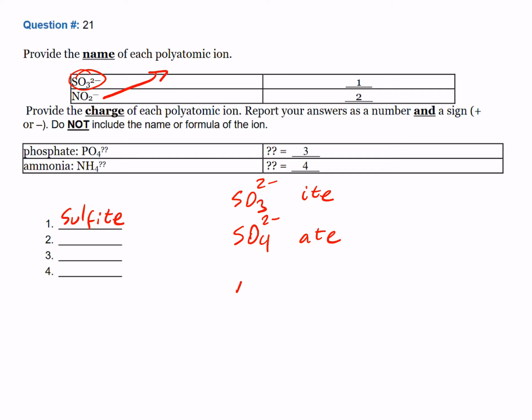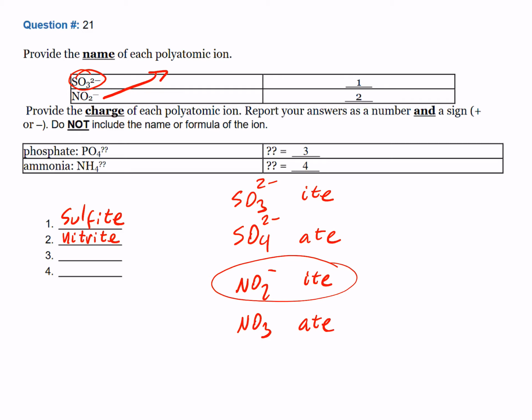This contains nitrogen, and nitrogen can form these two. The lowest number of oxygens is ITE. The largest number of oxygens is ATE. So this one here is nitrite. Okay, then we have phosphate. PO4 is just phosphorus and oxygen. That's a 3-. So here, if we are asking for the charge, it's either a 3-. You can also say -3, and it should be just fine.